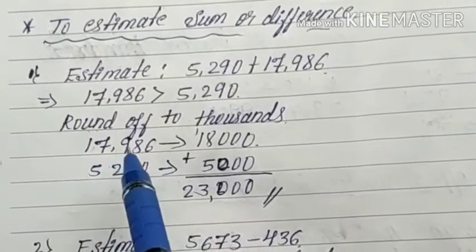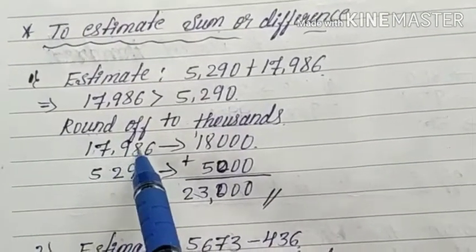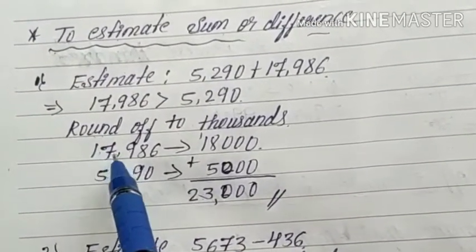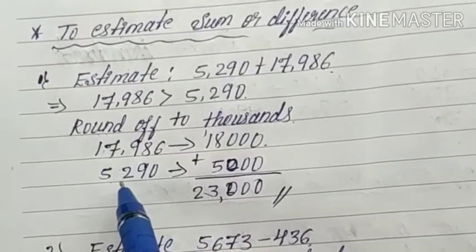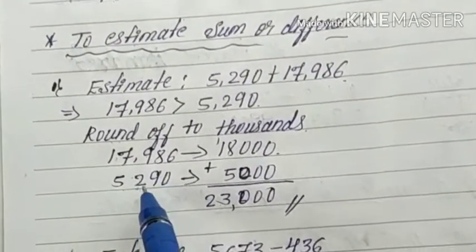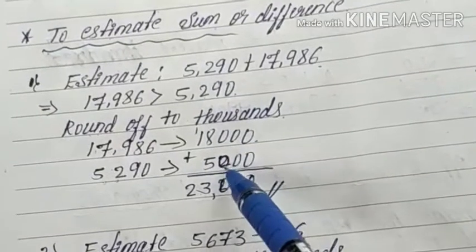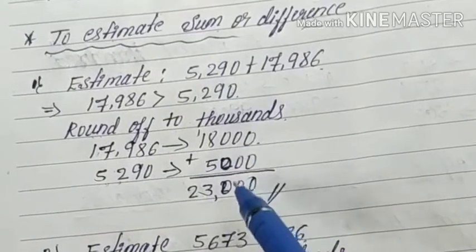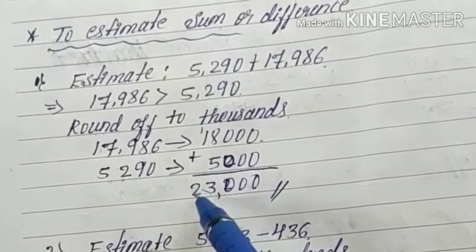17,986, nearest to 1000 is what? The hundreds place is greater than 5. You have to replace hundreds, tens, ones by 0 and increase the thousands by 1, so 18,000, right? Then 5,290. Here the hundreds place is less than 5. Replace hundreds, tens, ones by 0 and keep the other digits as they are. After the estimation, you have to add these numbers. 8 plus 5 is 13. 1 plus 1 is 2. 23,000.